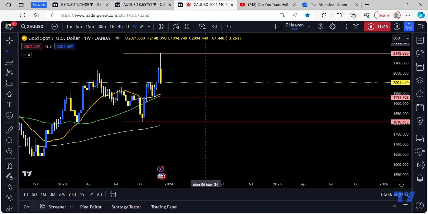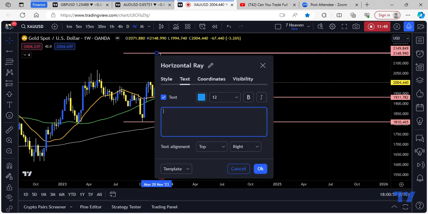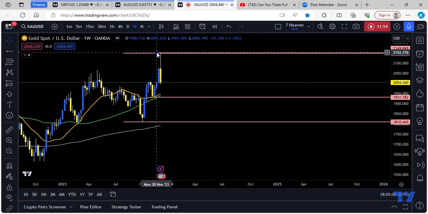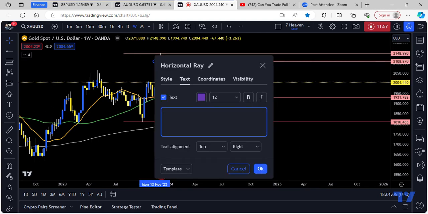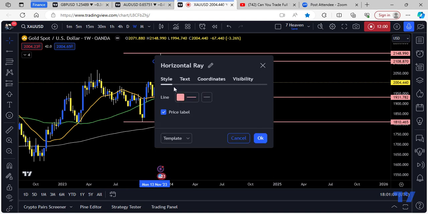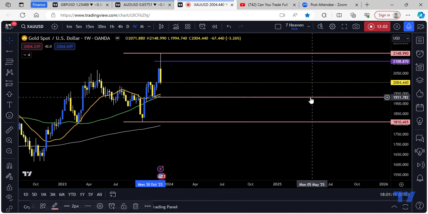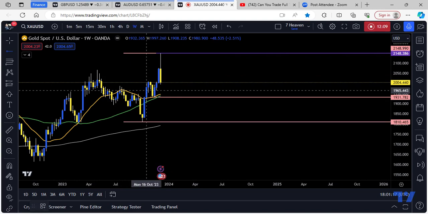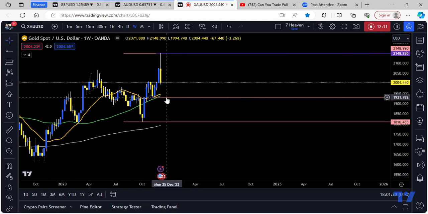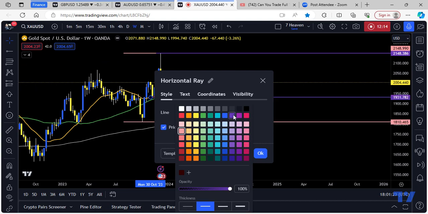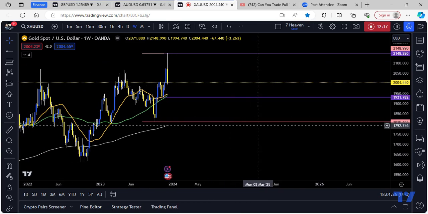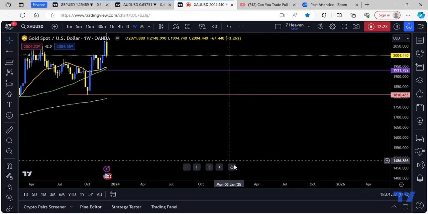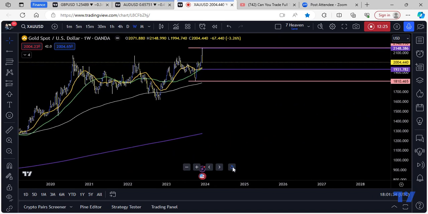And I'm going to make another line basically here, and I'll make it purple, right? And then I'm going to make this purple as well. All right, and that will represent the weekly time frame, right? That represents the weekly time frame.